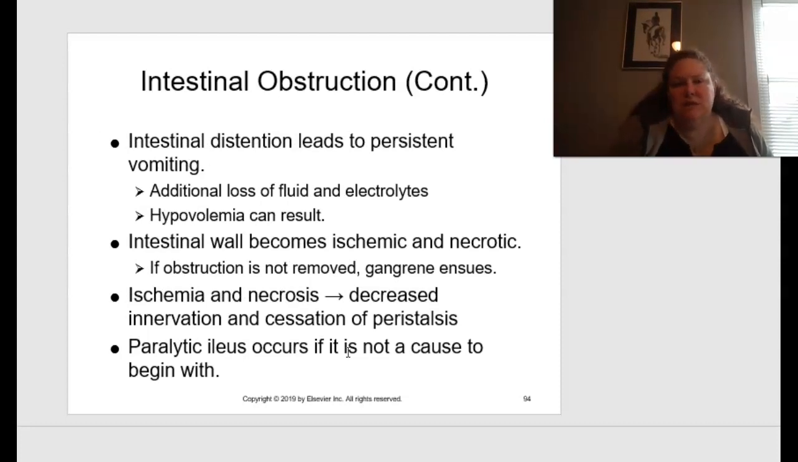Intestinal distension is going to lead to the persistent vomiting that we often see with this, and that causes even more additional fluid and electrolyte loss, and hypovolemia can result because of this. Also, the intestinal wall can become ischemic and necrotic, and if the obstruction is not removed, gangrene can happen. With ischemia and necrosis, this can cause decreased innervation and a stopping, or cessation, of the peristalsis, that contractile movement. And then paralytic ileus can occur, if it is not a cause to begin with.